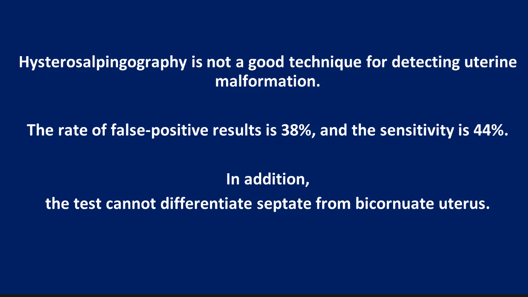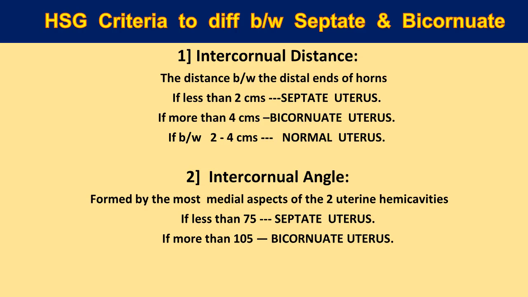The first diagnostic modality which was used previously was hysterosalpingography, but it's not so good. The rate of false positive results is 38% and the sensitivity is just 44%. In addition, this test cannot differentiate the septate from the bicornuate uterus, although certain criteria have been laid down, like intercornual distance. If it is less than 2 cm, it is septate. If it is more than 4 cm, it is bicornuate.